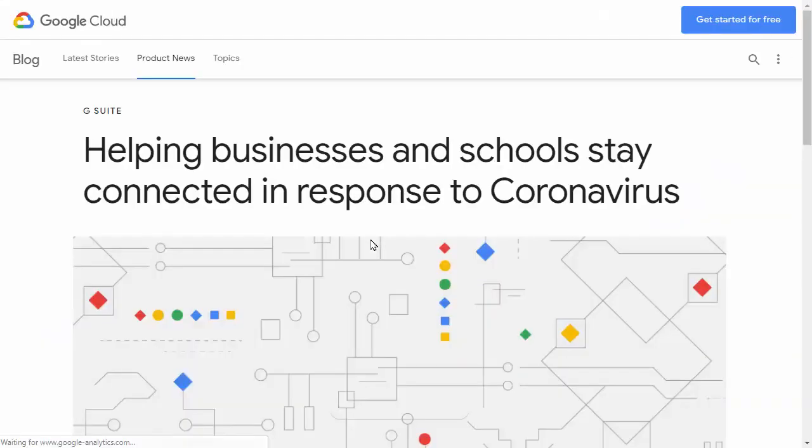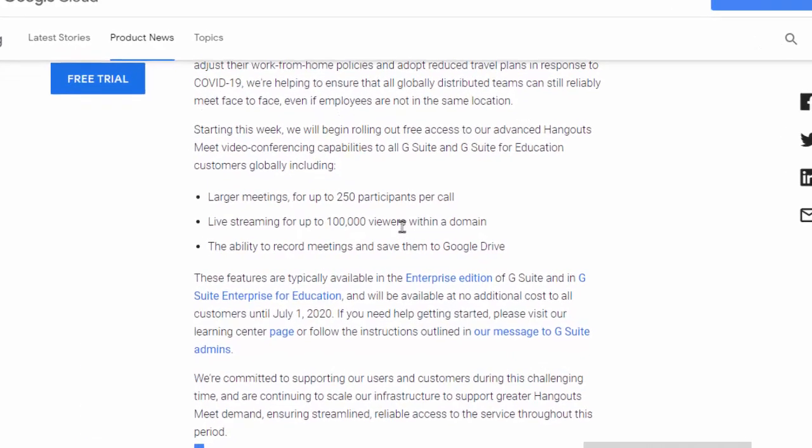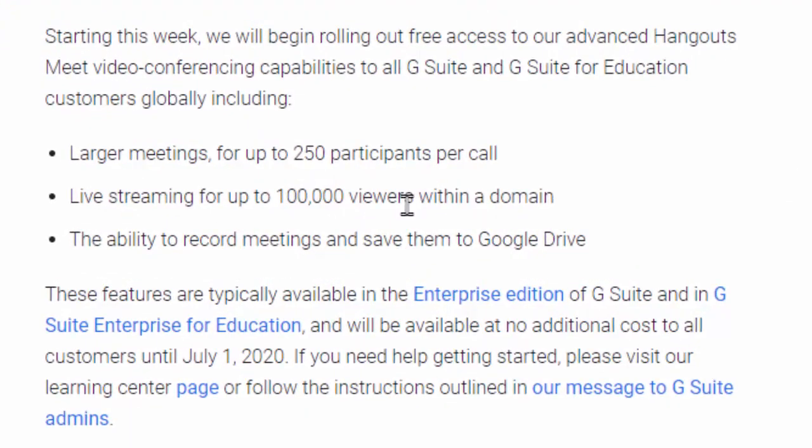Google decided to give a free upgrade to all G Suite customers, particularly with education, and is going to be giving them all the features of the G Suite Enterprise Edition with regards to Google Hangouts. That means you can have larger meetings, up to 250 people participating in a Hangout. And you can live stream it to up to 100,000 people within your own domain. So you could actually broadcast out a quick message or training session or anything else to your entire school district and everyone could see it.